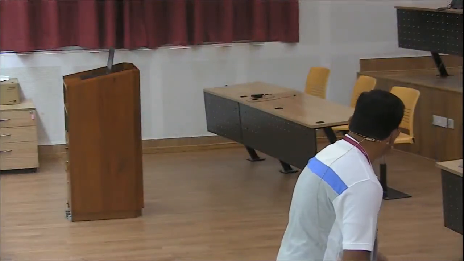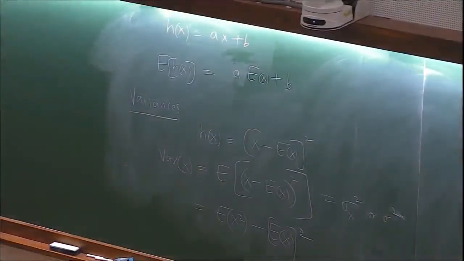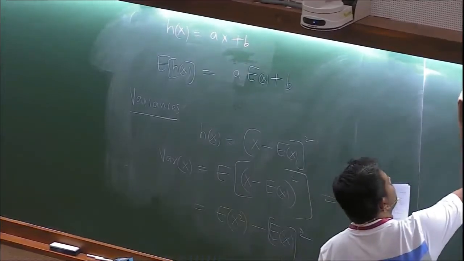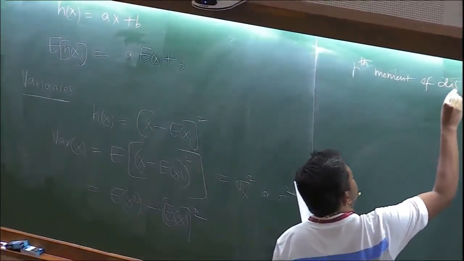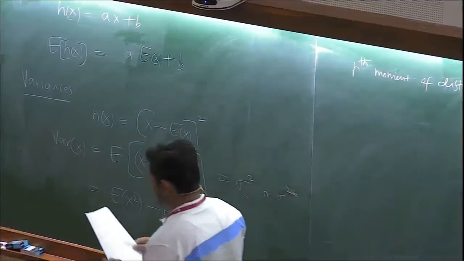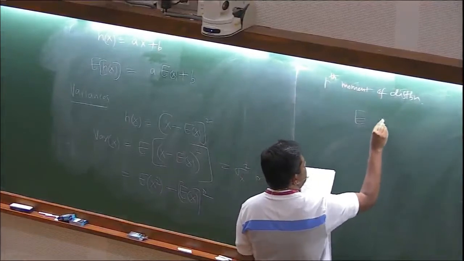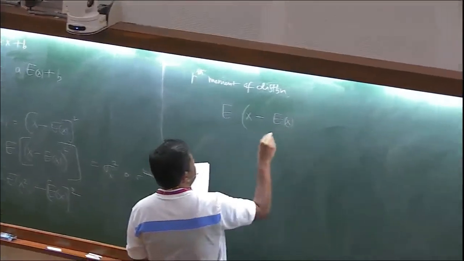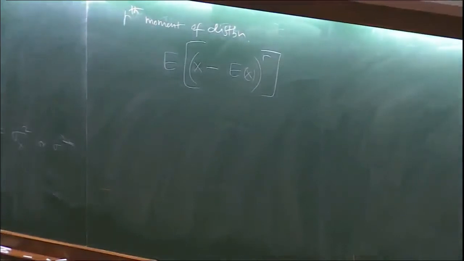Then I'll come back to multivariate distributions. So continuing this way, you can define the rth moment of the distribution the following way. You define the expectation value of (x minus the expectation value of x) whole to the power of r. This is a central moment, the rth central moment.